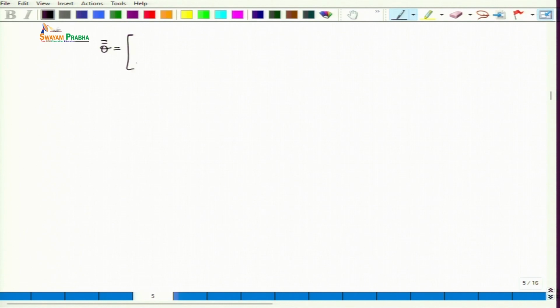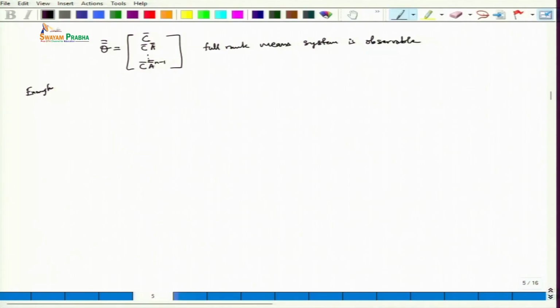So we're going to write the observability matrix, which is now C, CA, all the way up to CA to the power n minus 1. If this is full rank, it means the system is observable.